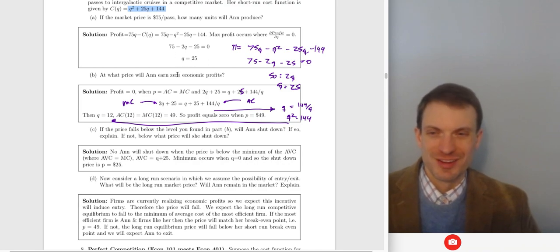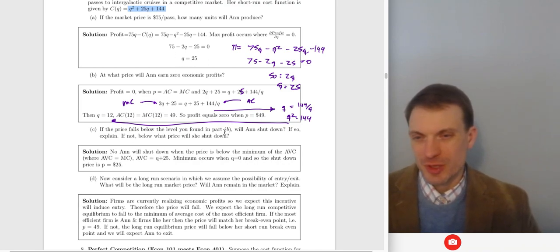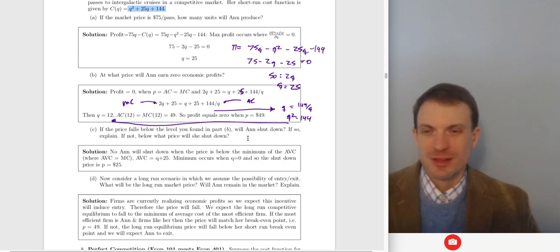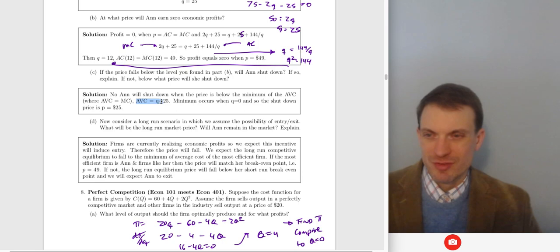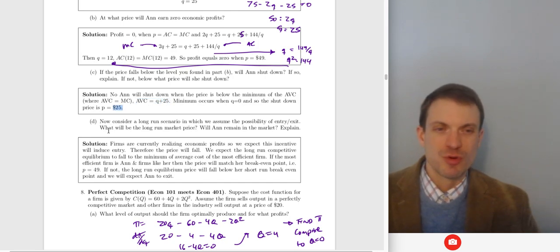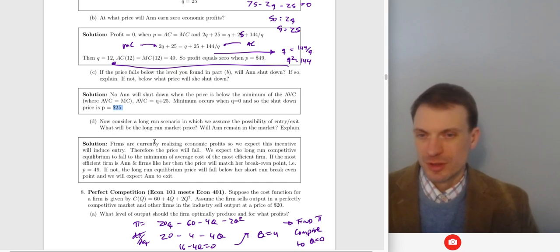So, all right, cool. If price falls below the level we found, will Ann shut down? Not immediately, right? As long as price is bigger than average variable cost. So that's my comment. No, Ann doesn't shut down when the price is below 49, only below the minimum of average variable cost, right? Average variable cost is going to be q plus 25. The minimum occurs at a price of 25. So Ann won't shut down until price is below there.